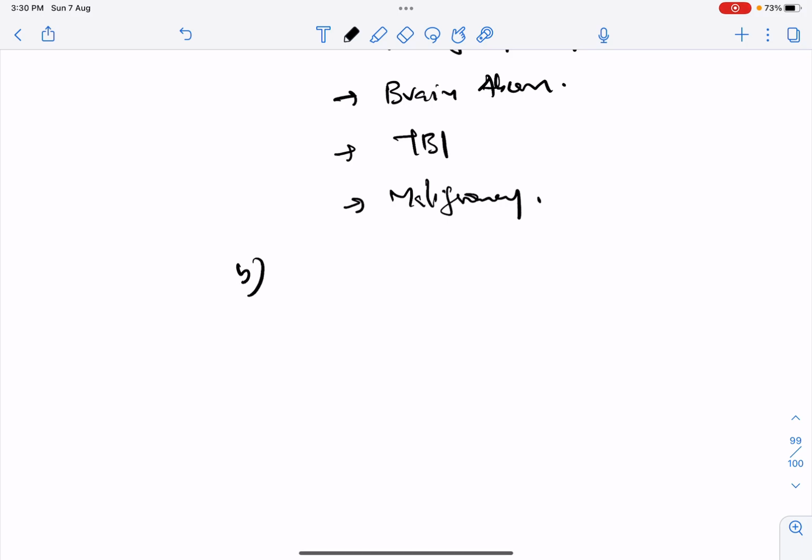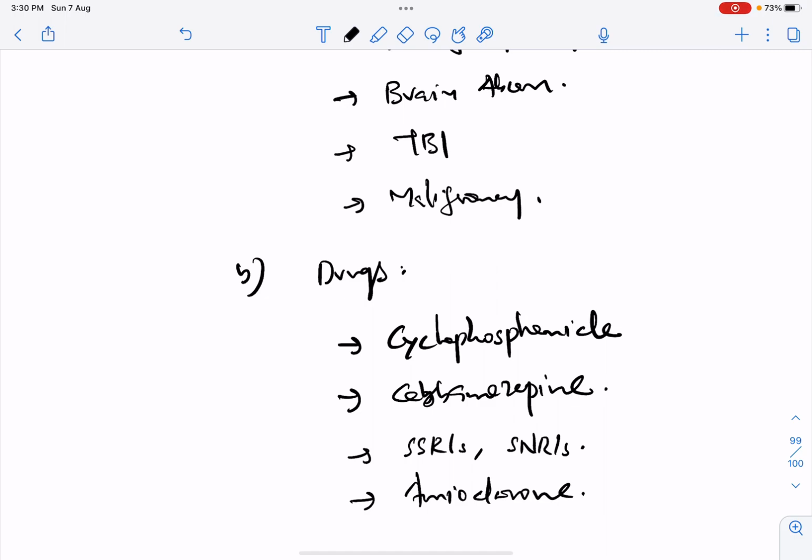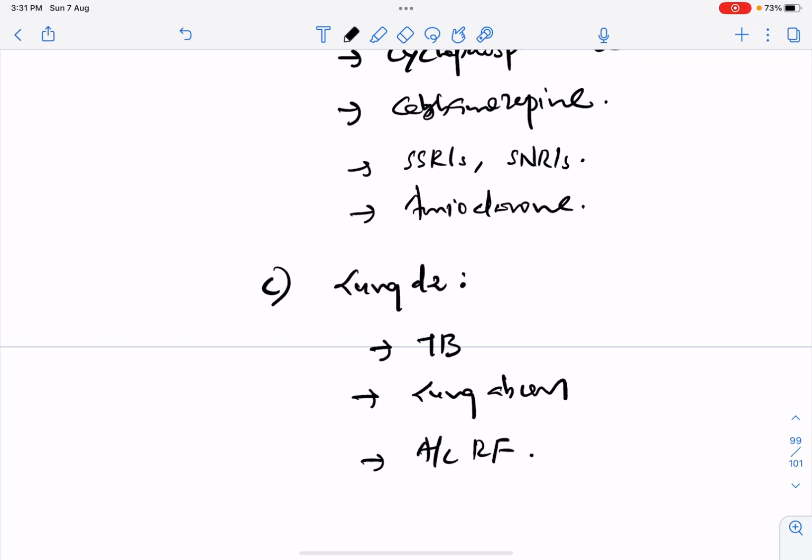Now the other causes include drugs. Certain drugs can increase the risk for SIAD. Drugs include cyclophosphamide, carbamazepine, SSRIs, SNRIs, amiodarone. These are certain examples of drugs causing SIAD. And lung diseases can also lead to SIAD, including tuberculosis, lung abscess, and acute respiratory failure.